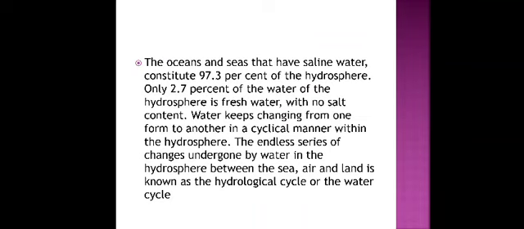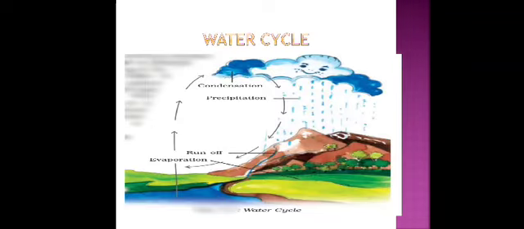Hydrosphere includes the water present on the Earth in all its forms, from the running water in oceans and rivers, and standing water in lakes and ponds, ice in glaciers, and underground water, to the water vapor present in the atmosphere. The ocean beds and seas have saline water, which constitutes 97.3% of the hydrosphere. Only 2.7% of the water in the hydrosphere is fresh water with no salt.